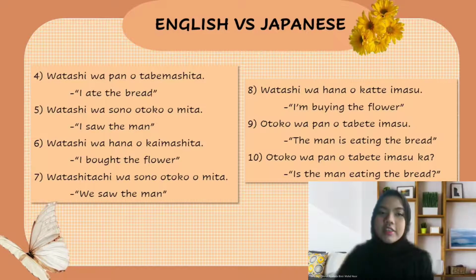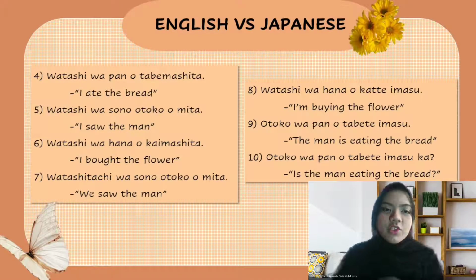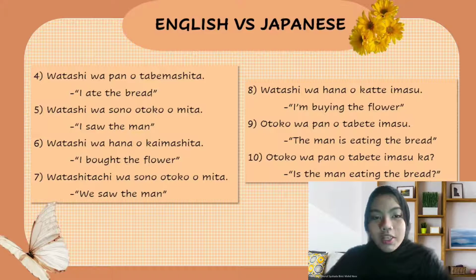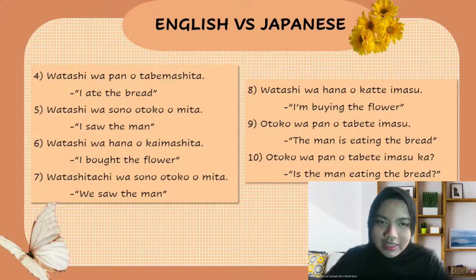These are some sample sentences that might help you comprehend this topic better. So let us look at it together. The first sentence is Watashi wa pan wo tabemashita. I ate the bread. Watashi wa sono otoko mita. I saw the man. Watashi wa hana o kaimashita. I bought the flower. Watashi tachi wa sono otoko mita. We saw the man. Watashi wa hana o katte imasu. I am buying the flower.